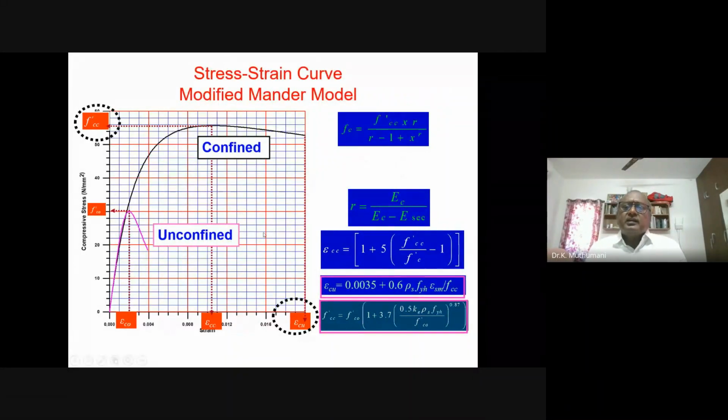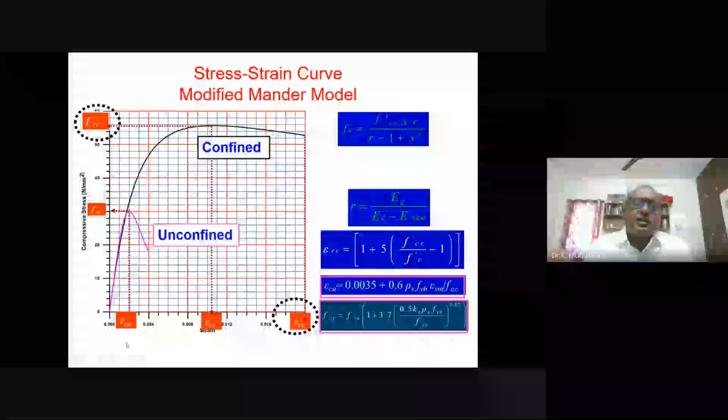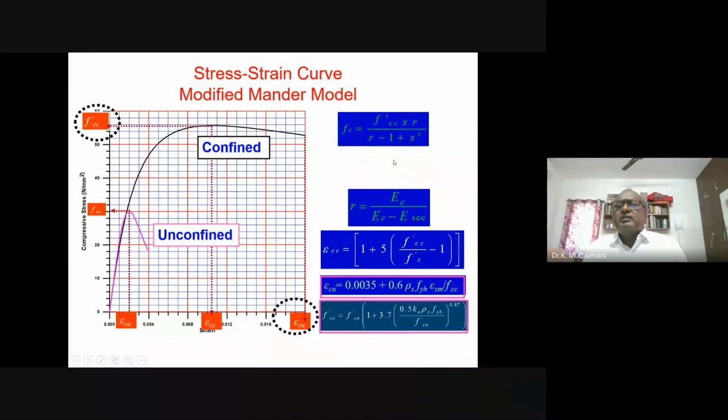So, for example, let us say that these are all expressions. Forget about the expressions. The unconfined is going to be around 0.004 or 0.0035 as the case may be. Confined, the strain in compression can be as high as 0.012 also. It can be more also. The only thing is there are expressions that are given. This is given by the modified Mander model. That is how the stress-strain curve can be thought of for concrete.